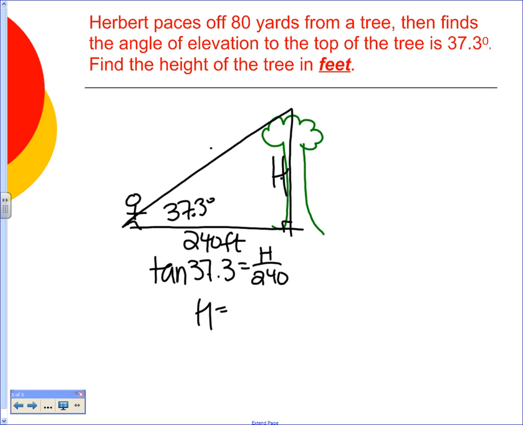If you got 60.94, what did you do wrong? Yeah, that's in yards. What did it ask for it in? So how do we get it in feet? Okay, or you can use the 240 instead of using the 80. But what should you get? Do y'all see how that works? Any questions on applying trig?